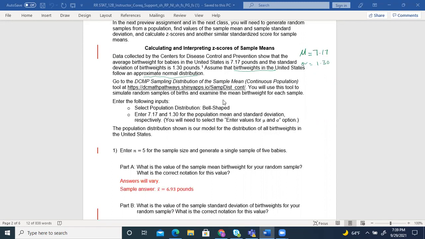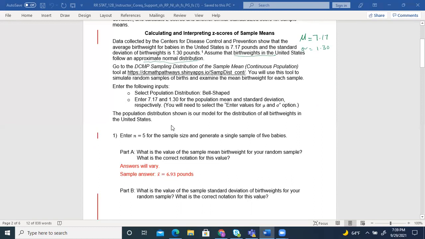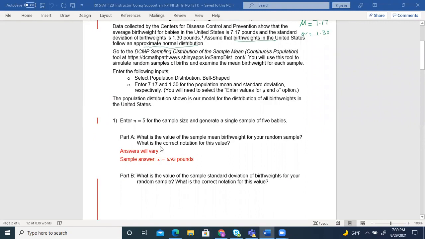Using the Shiny app, we're going to put in these inputs: bell shape for the population distribution, and enter 7.17 for the mean and 1.30 for the standard deviation. And then we try to simulate different samples of size 5. Every time you have a sample, you need to write down the sample mean and the standard deviation. So let's go ahead and switch to the Shiny app.